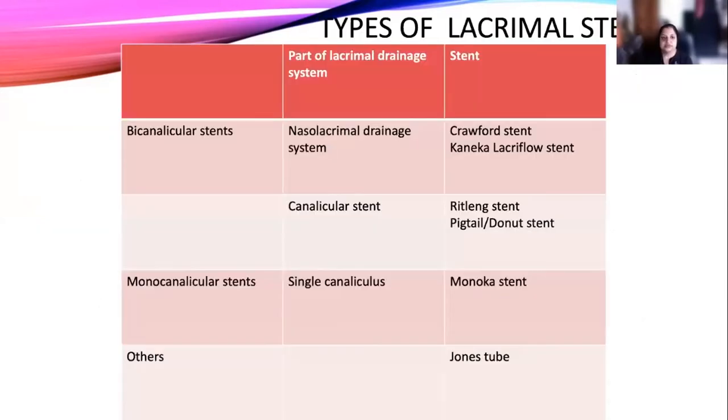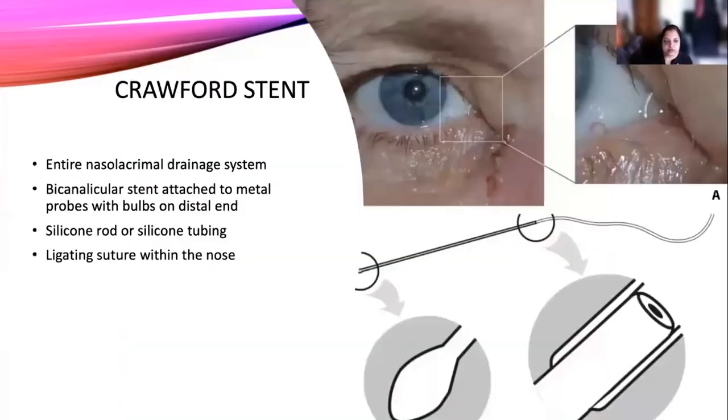The lacrimal implants can be classified based on the system it is used in, like bicanalicular or monocanalicular, whether the entire nasolacrimal drainage is intubated, like in the Crawford stent or the Kaneka lacriflow stent, or the Rettling stent or the pigtail donut stent. The monocanalicular stents, you intubate only a single canaliculus, like the Monoka stent, and the Jones tube bypasses the whole system. So the Crawford stent has metal probes and bulbs on the distal end, and it is a silicone rod.